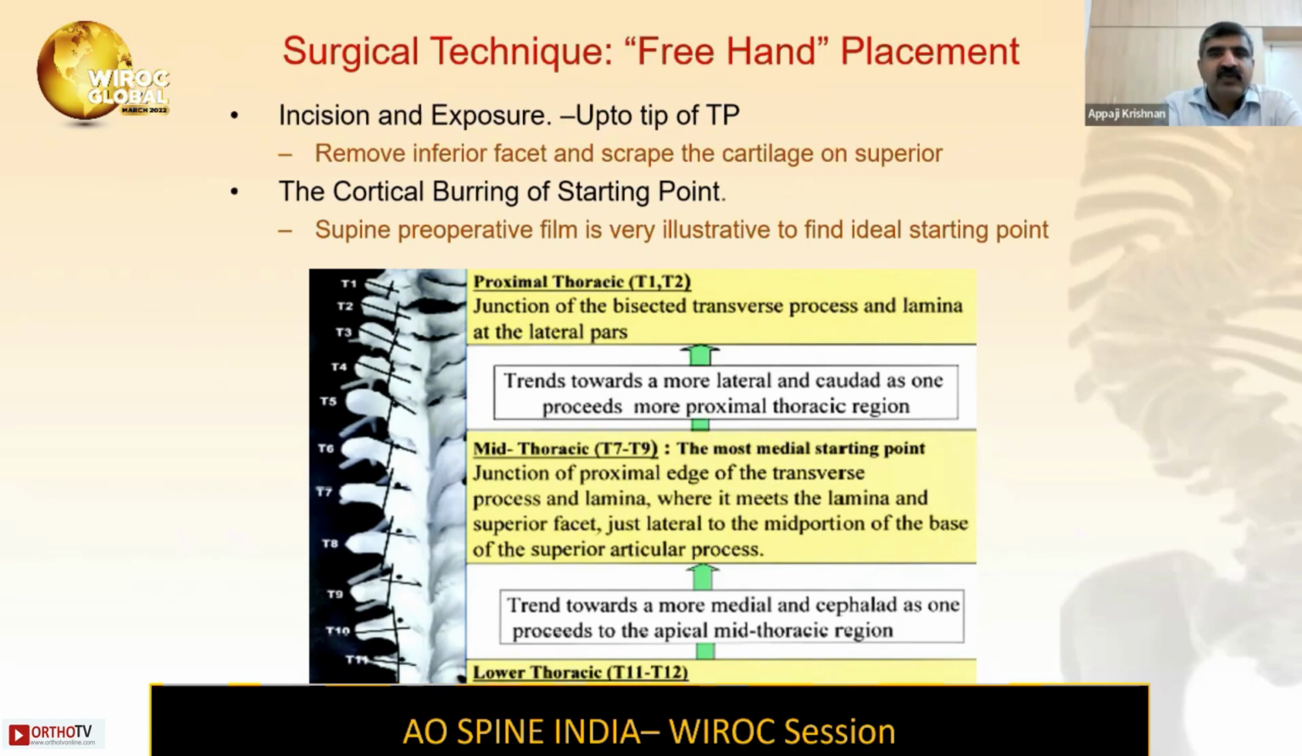You can see in this picture where the starting point is. It's the junction between, as I said, at T1, T2, the bisected transverse process and lamina. Then in the mid-thoracic, that is T7 to T9, it should be a more medial starting point, the junction between the proximal edge of the transverse process and the lamina, and where the lamina meets the superior facet. In the lower thoracic, T9, T10, T11 and T12, it's a junction between the bisected transverse process and the lamina, and slightly medially placed.